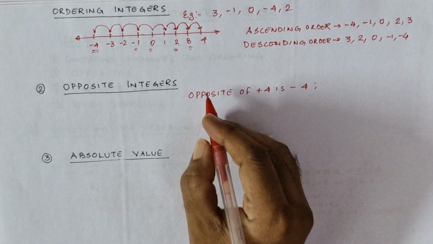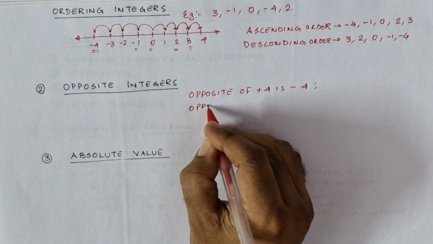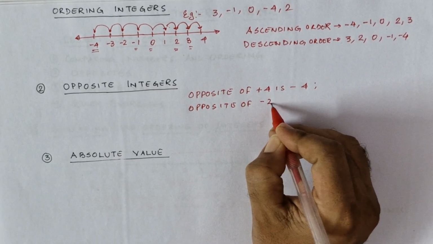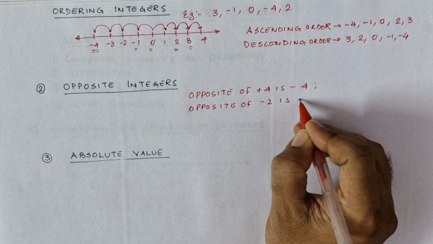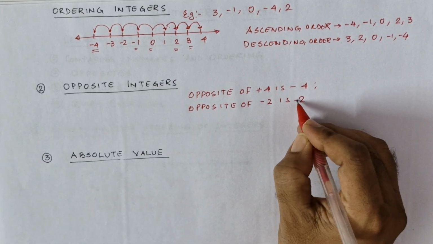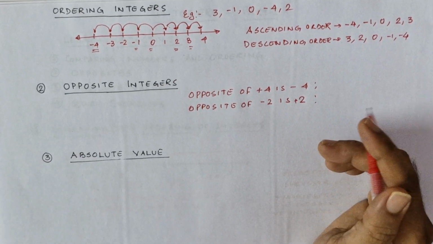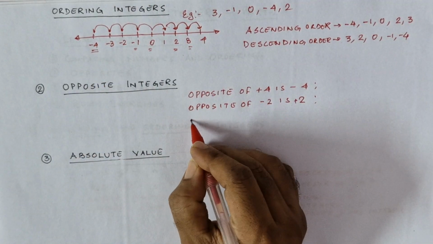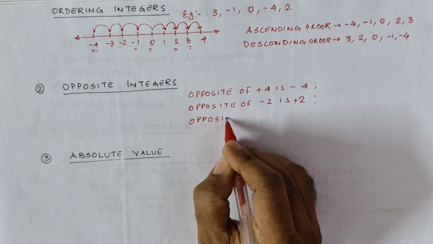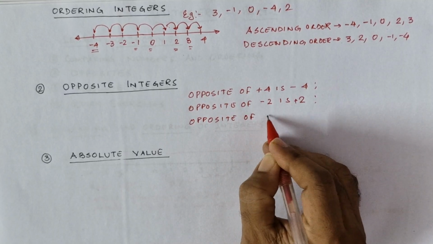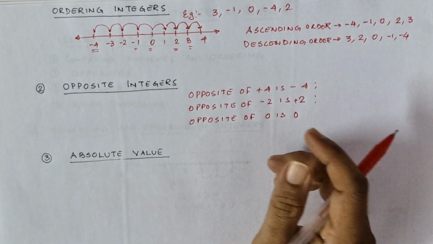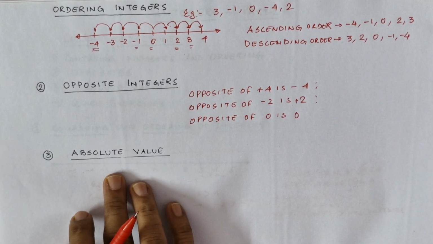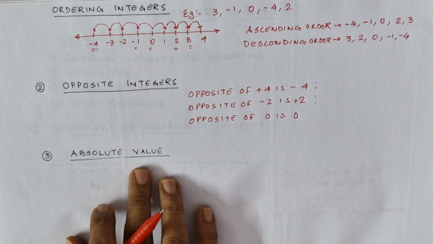Got it? Similarly, another example: the opposite of minus 2 is plus 2, or you can simply write 2. So what is the opposite of 0? It is at the center position. So the opposite of 0 is 0. It will not change. Got it? So let's come to the third point, that is absolute value.